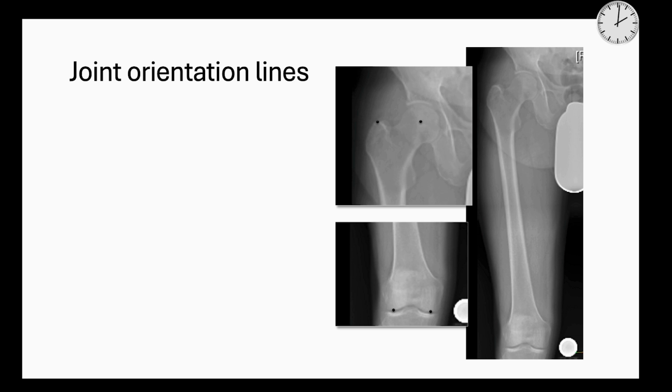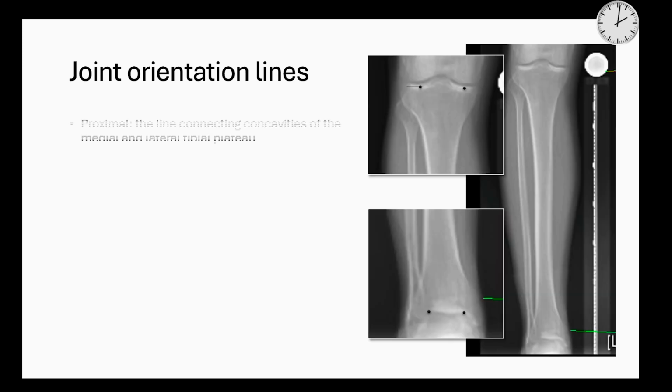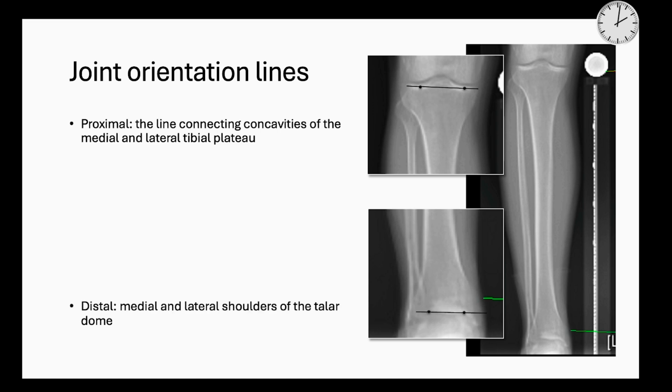The next step is to draw the joint orientation lines. Femur: the proximal joint orientation line is drawn between the center of the femoral head and the top of the greater trochanter. The distal joint orientation line is drawn between the convex surfaces of the femoral condyles. Tibia: the proximal joint orientation line connects the concavities of the medial and lateral tibial plateau. The distal joint orientation line is drawn between the medial and lateral shoulders of the talar dome.